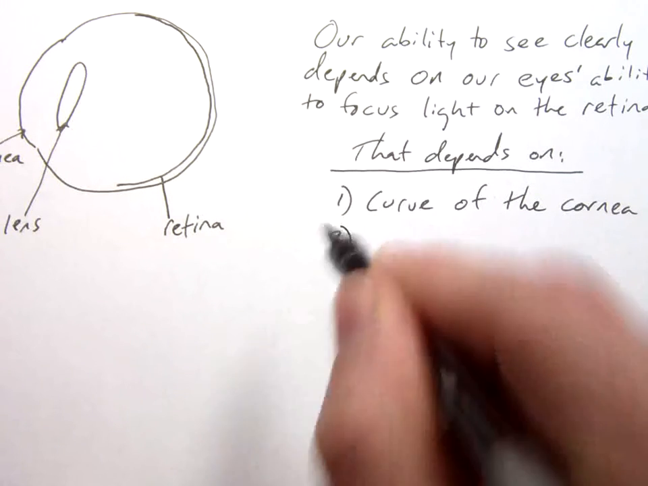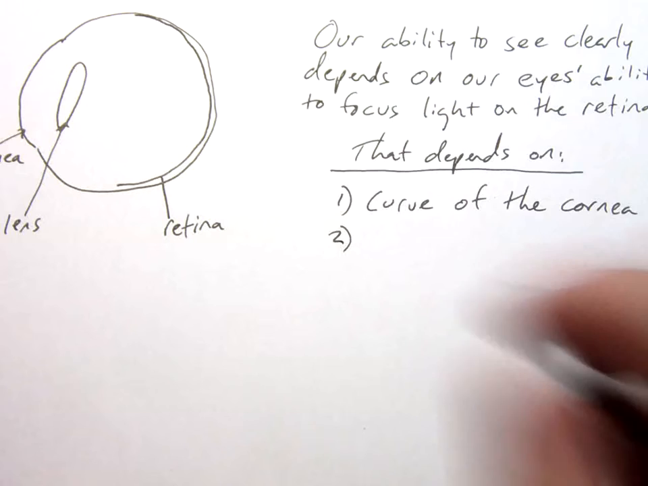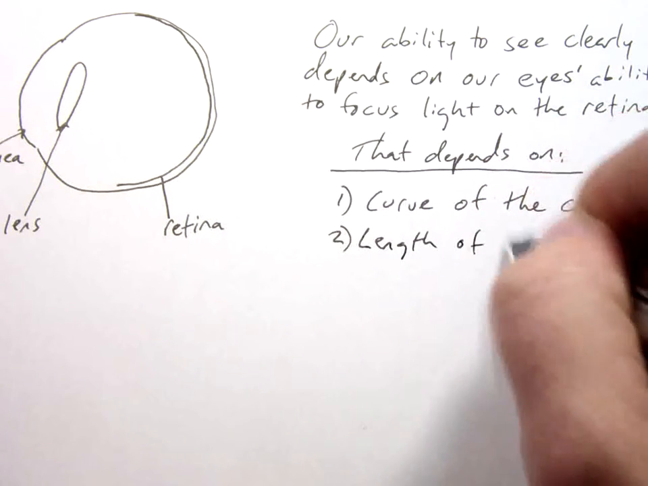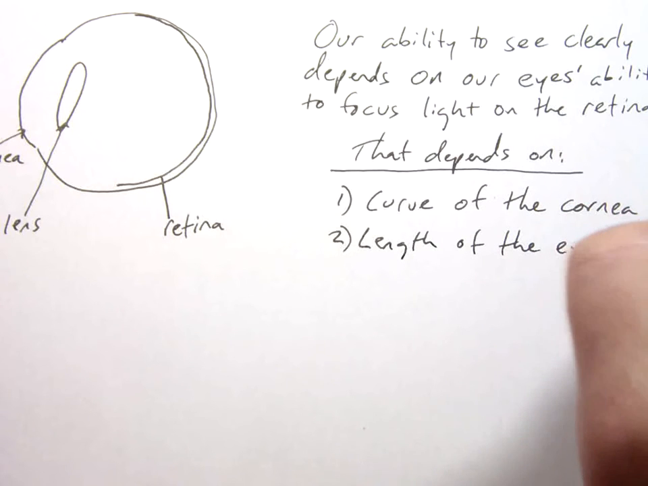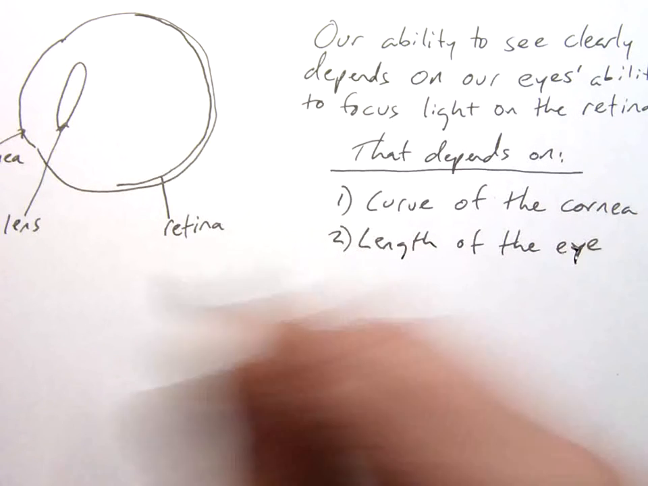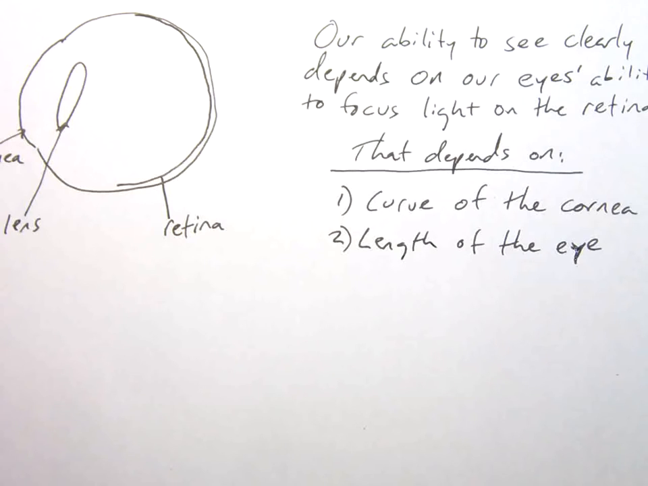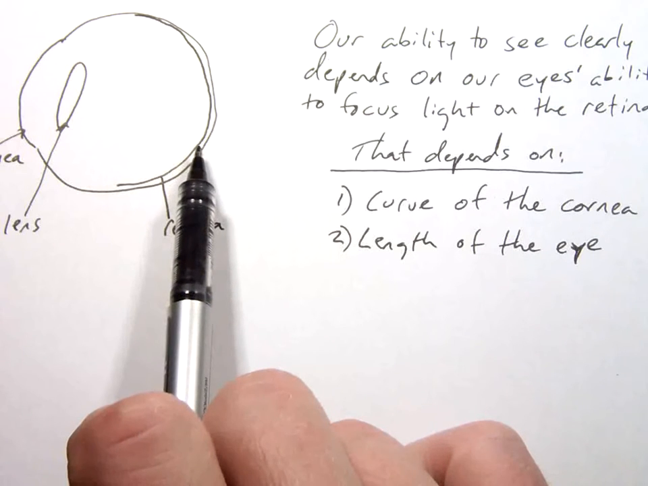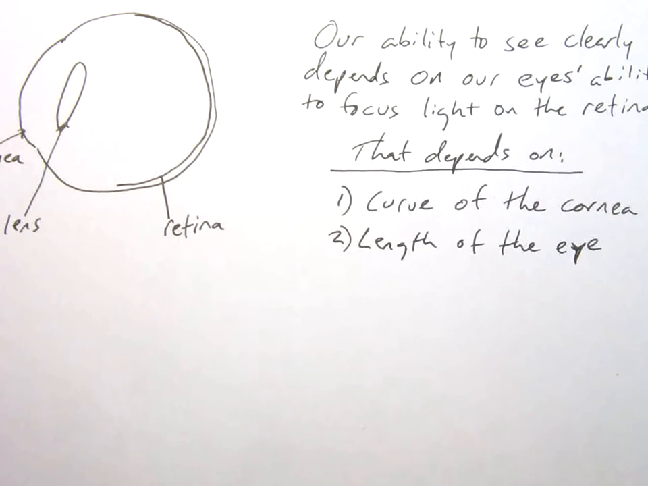Another one is the length of the eye. Literally, how deep the eye is. If the eye is too long, the image won't be able to come clear on the retina, and if the eye is too short, you've got the same problem.